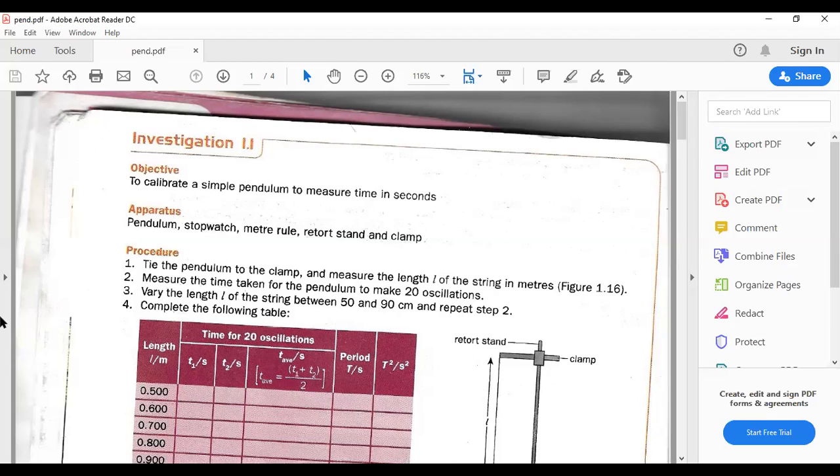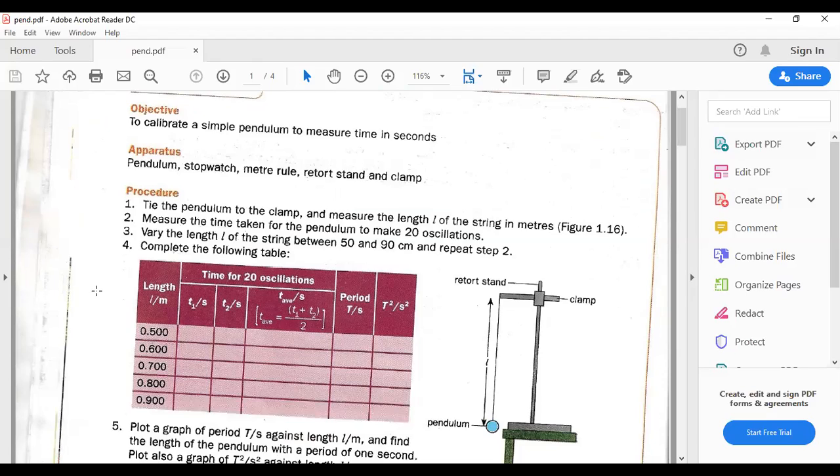What's the next thing? What type of apparatus do we need to perform this experiment? जी. Retort stand. ठीक है. We need a retort stand. Okay. And a clamp and pendulum. Okay, and a stopwatch and a meter rule. ठीक है? Can everybody see the PDF? Smile, can you see it? Nabiha, can you see it? Okay, good. So these are the instruments which we need.